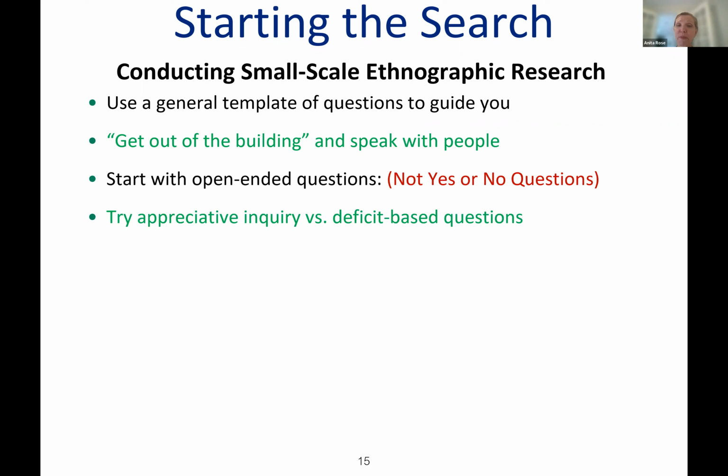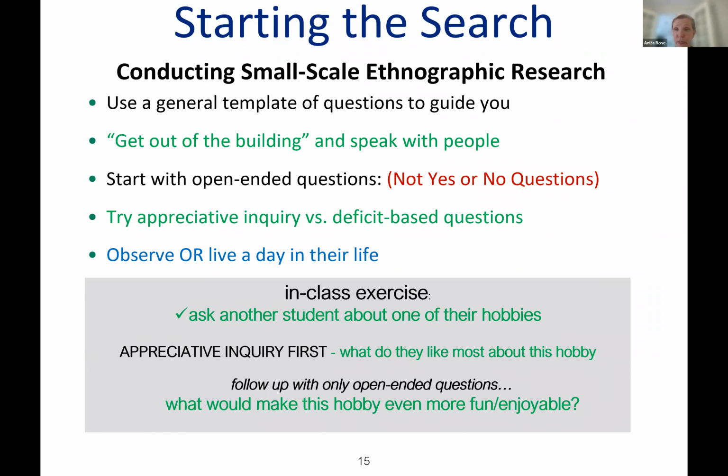We want to stay away from yes or no answers to our interview questions. We want to use appreciative inquiry. It's a research topic that has become very popular. We want to really appreciate their answers, gather the information, think about it, and perhaps come up with other questions from the answers they've given us. We want to gather as much information as we can. Or perhaps another method is observing, depending on the product or service that you want to move forward with.